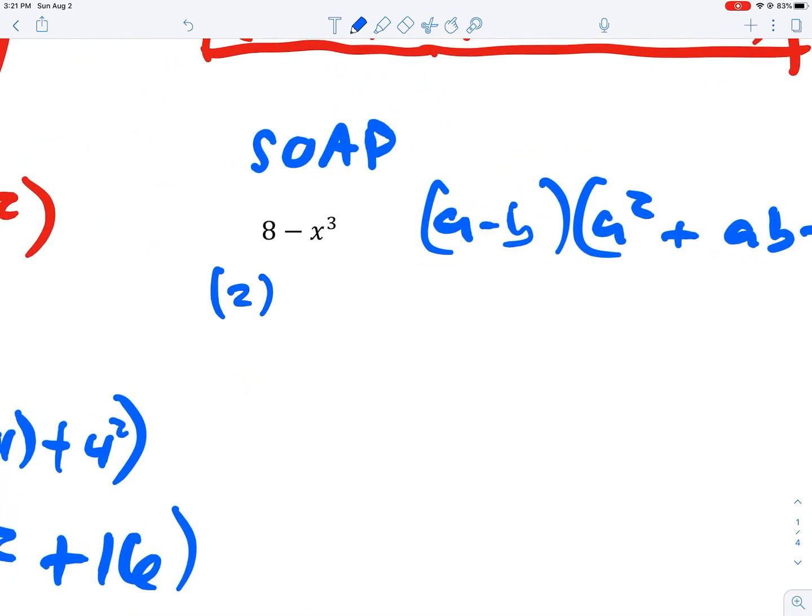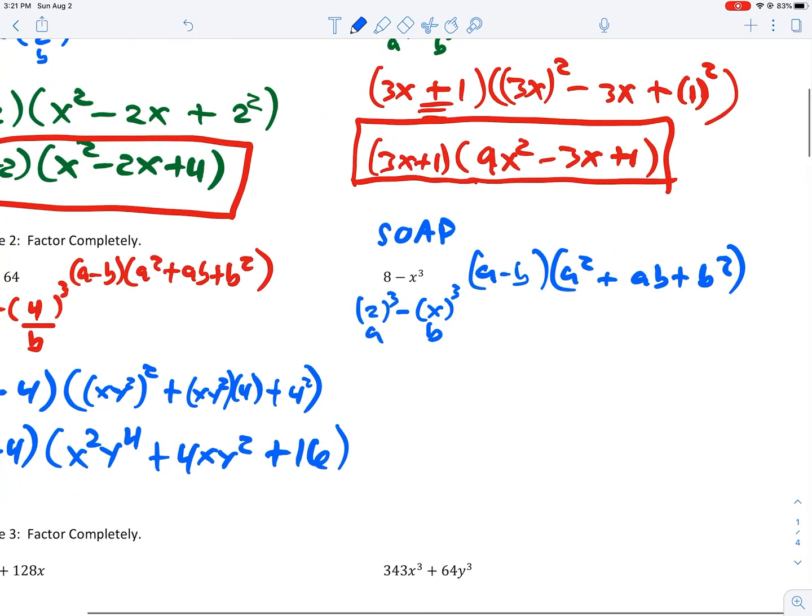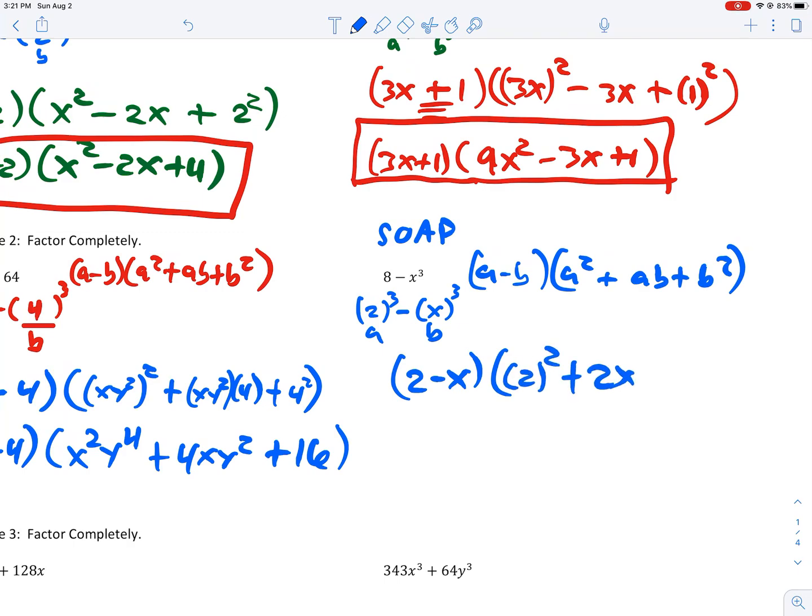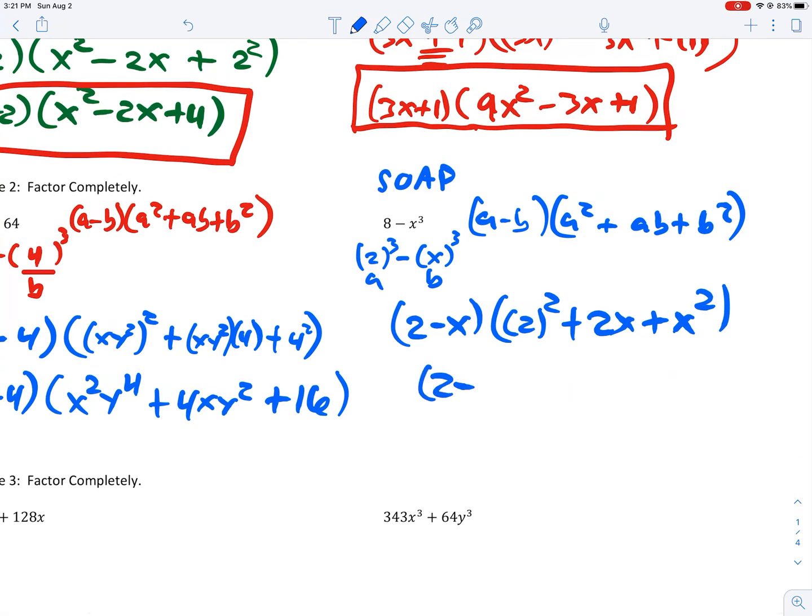So next, what are you cubing? Okay, I am cubing a 2 and I'm cubing an x. So this is your a, this is your b. So this would be 2 minus x. This would be 2 squared plus 2x plus x squared. So 2 minus x times 4 plus 2x plus x squared.